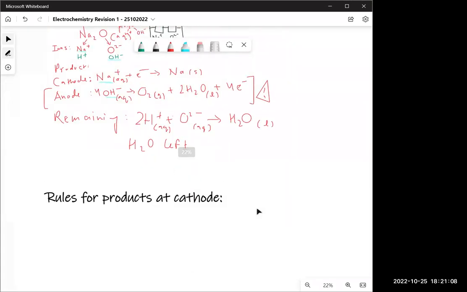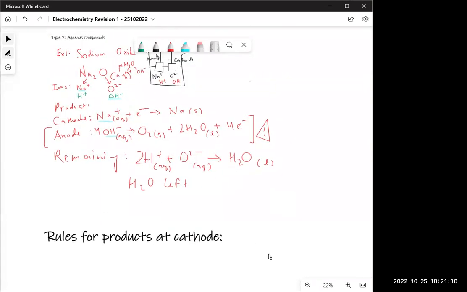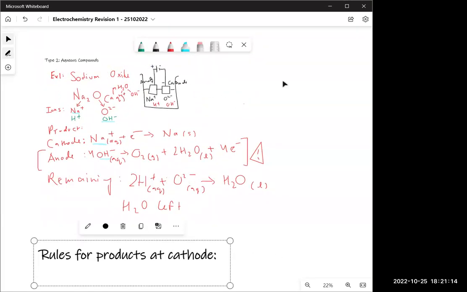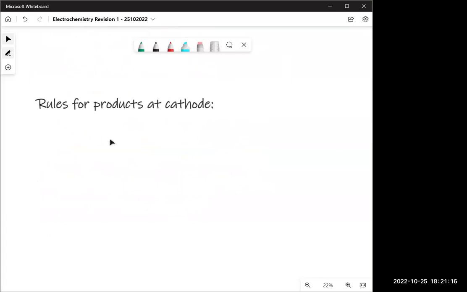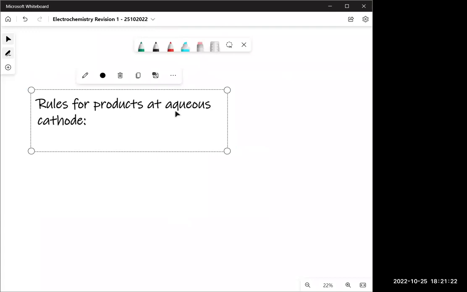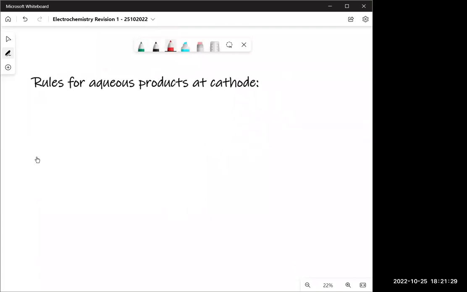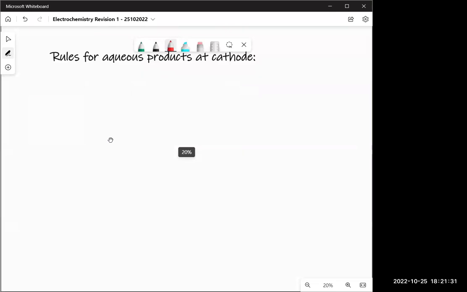The rules of products. I'll explain why this happens afterwards. This was just to give you a hint of what's happening. Now, rules for the products at the cathode. I want to put the word aqueous right here. Aqueous product. Done. First thing first, I'll make something called the reactivity series.